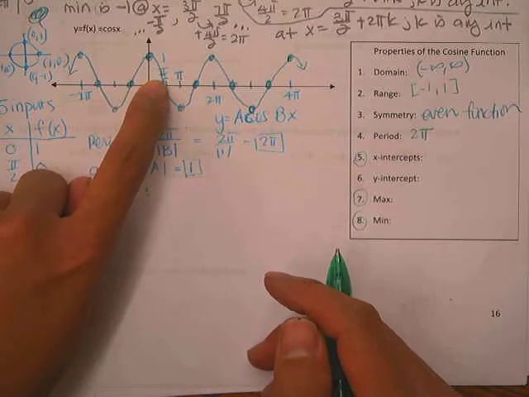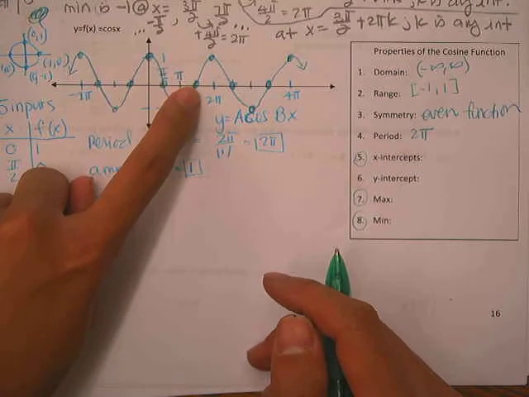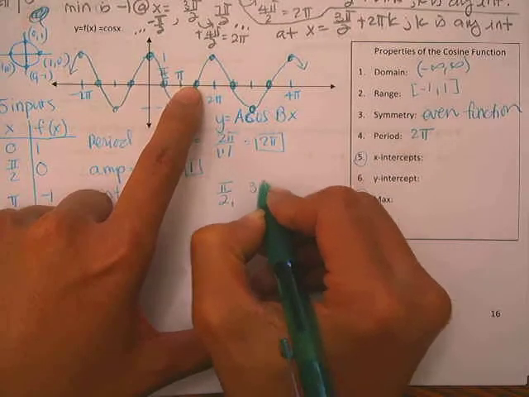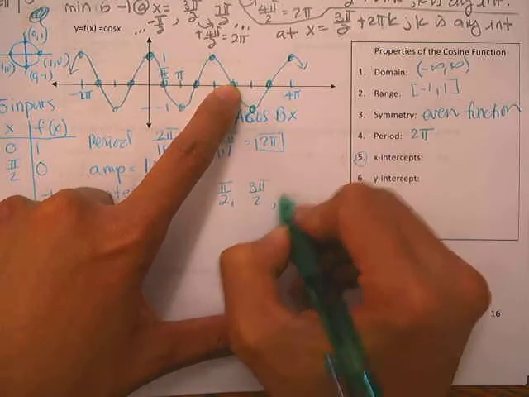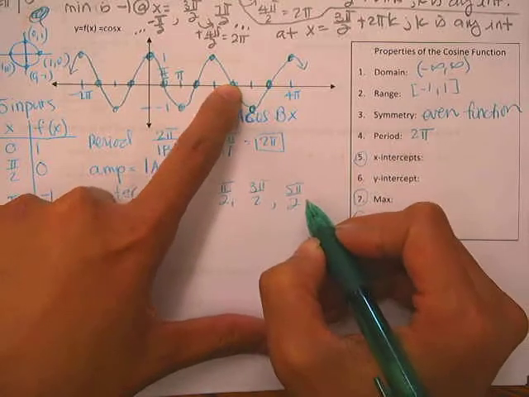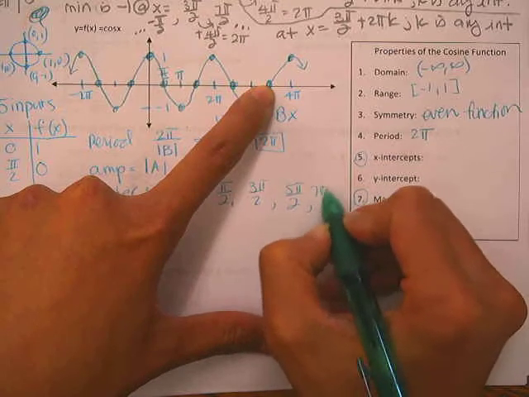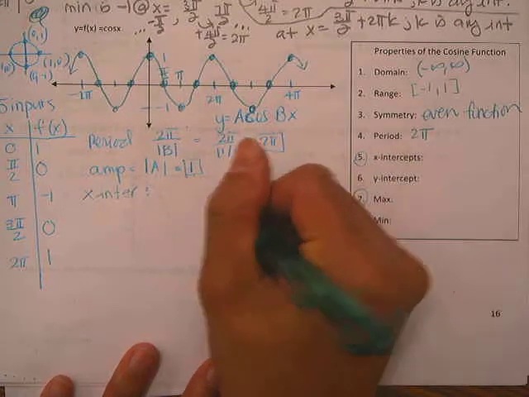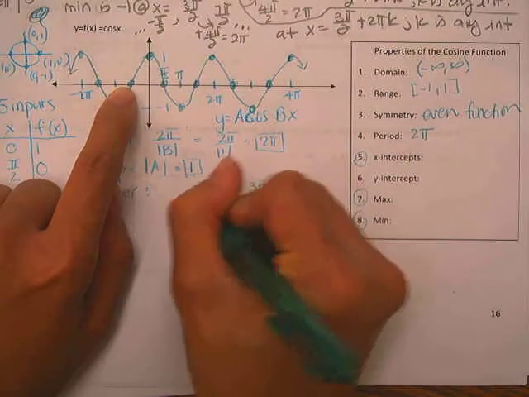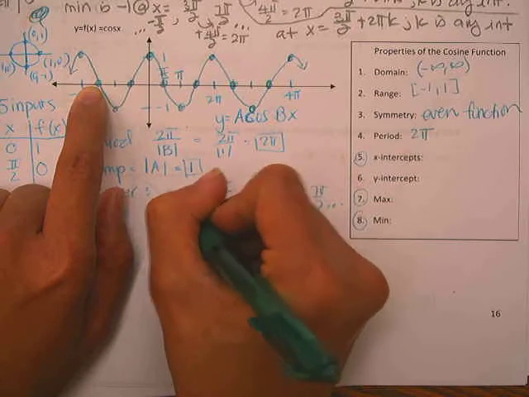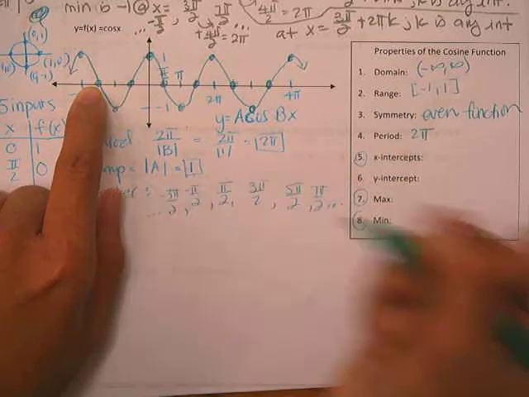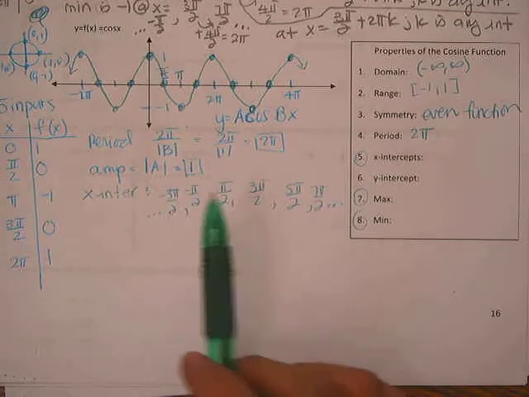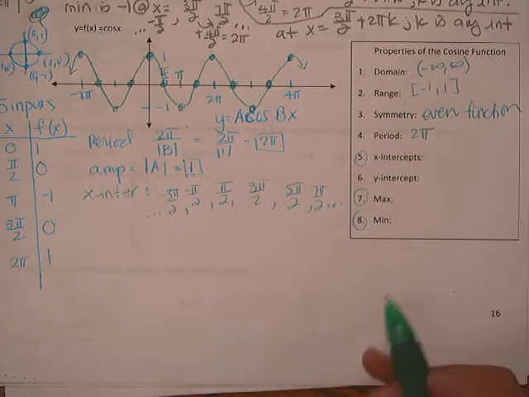This is a positive pi over 2. This is a positive 3 pi over 2, so I'm going to write pi over 2. The next one is 3 pi over 2, 4 pi over 2, 5 pi over 2. And this is 6 pi over 2, 7 pi over 2. So all of these are where your x-intercepts are. Dot, dot, dot at the end. And then on the left, negative pi over 2, negative 3 pi over 2, dot, dot, dot. Okay. So when you are making a pattern, you want to list out as many values as you can so you can have a better pattern.